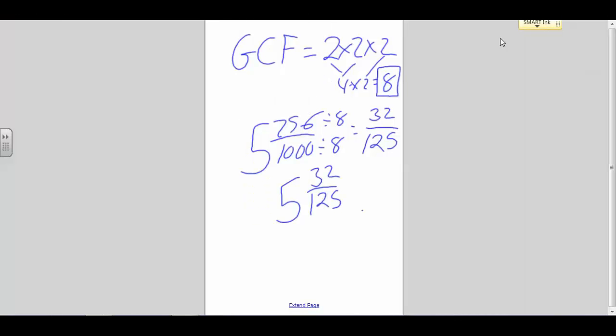Hey, so how's it going? This is Mr. Shahkar again. We were just talking about how to find a greatest common factor of a number like 5 and 256 thousandths. So we decided that the greatest common factor was 8. We're dividing both the numerator and the denominator by 8, which gives us 32 over 125. Since that is the case, we have 5 and 32 125ths. And since 8 was the greatest common factor, this cannot be reduced further. All right, so moving on.